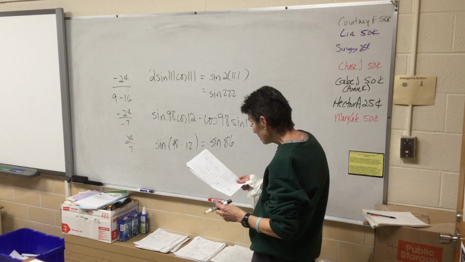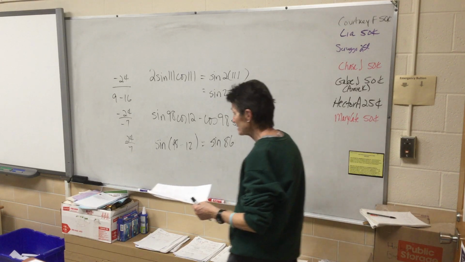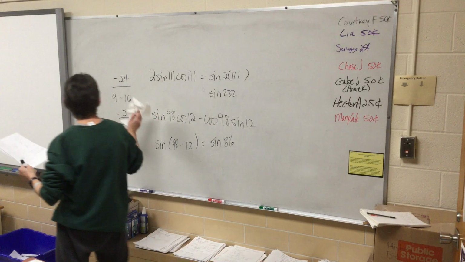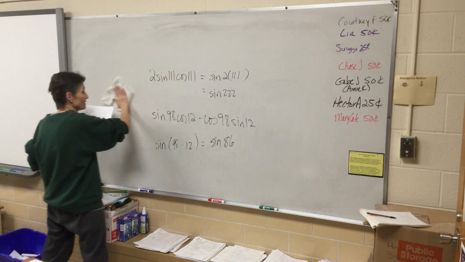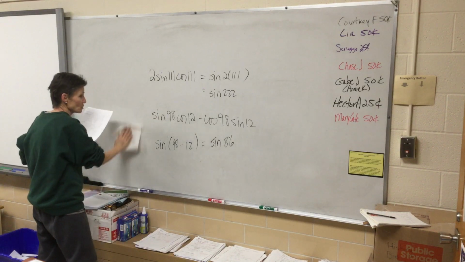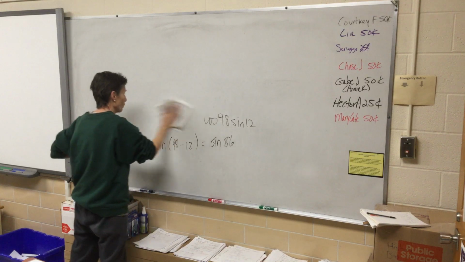How would you do E? Well, what's sine squared plus cosine squared? 1. There you go. It doesn't matter what the angle is. Sine squared plus cosine squared is always 1.